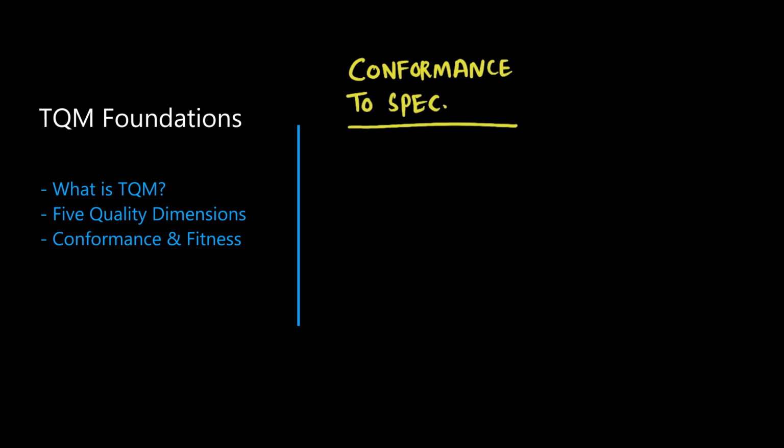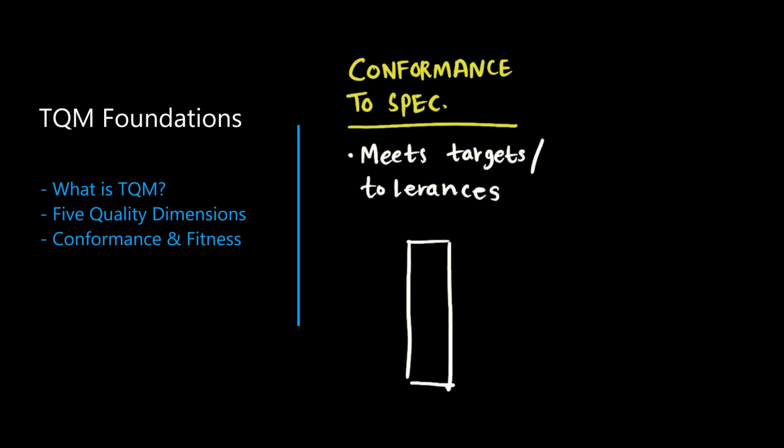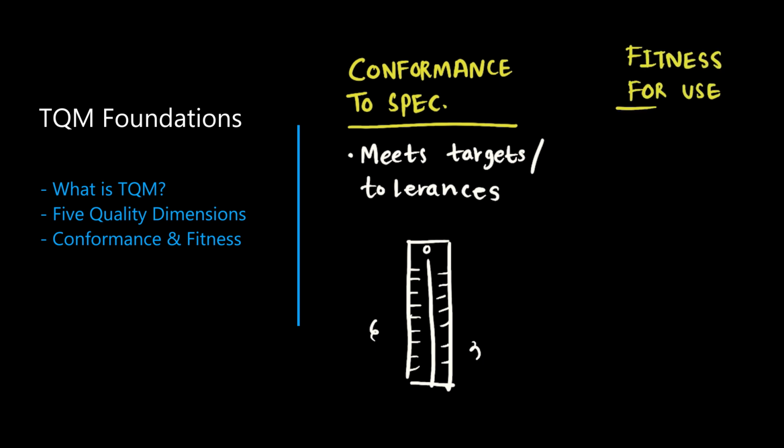Let's look closer. Conformance to specifications is the engineering perspective. It's about meeting preset targets and tolerances. An iPhone screen must be manufactured to within a tiny fraction of a millimetre of its design. If it is, it has high quality in this dimension. Fitness for use is the user's perspective. It asks a simple question: does this product do the job I hired it for?